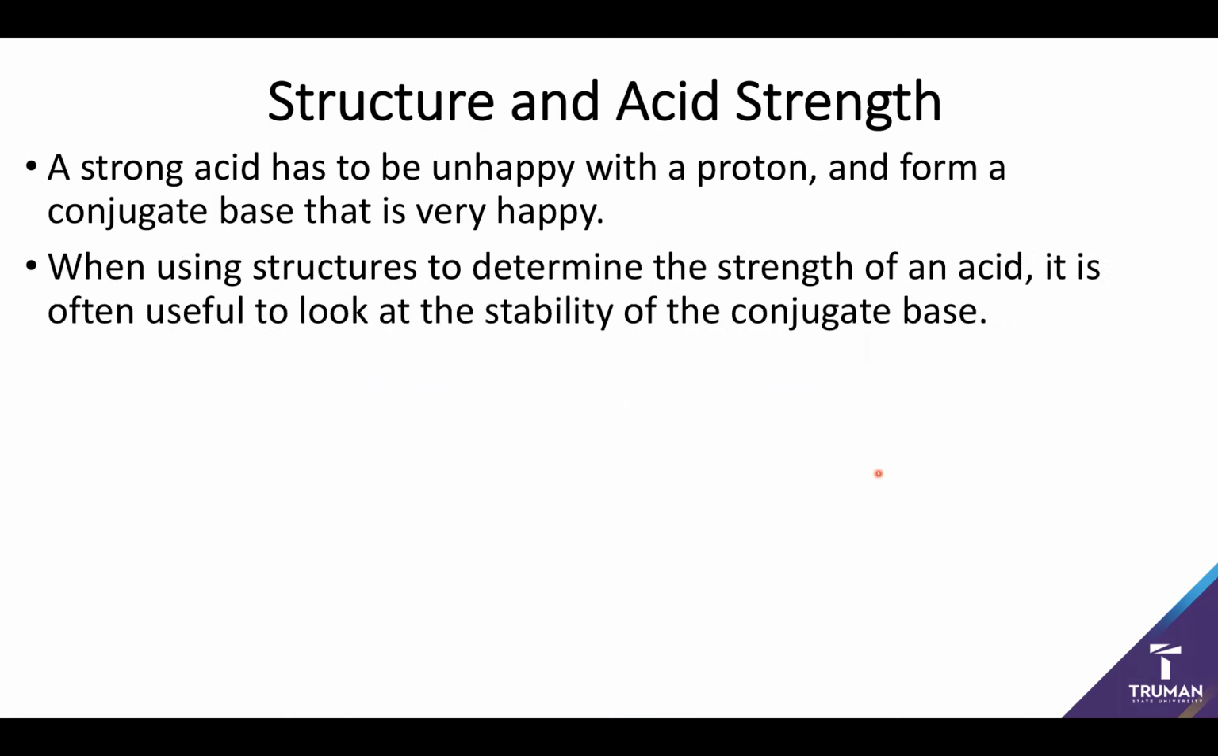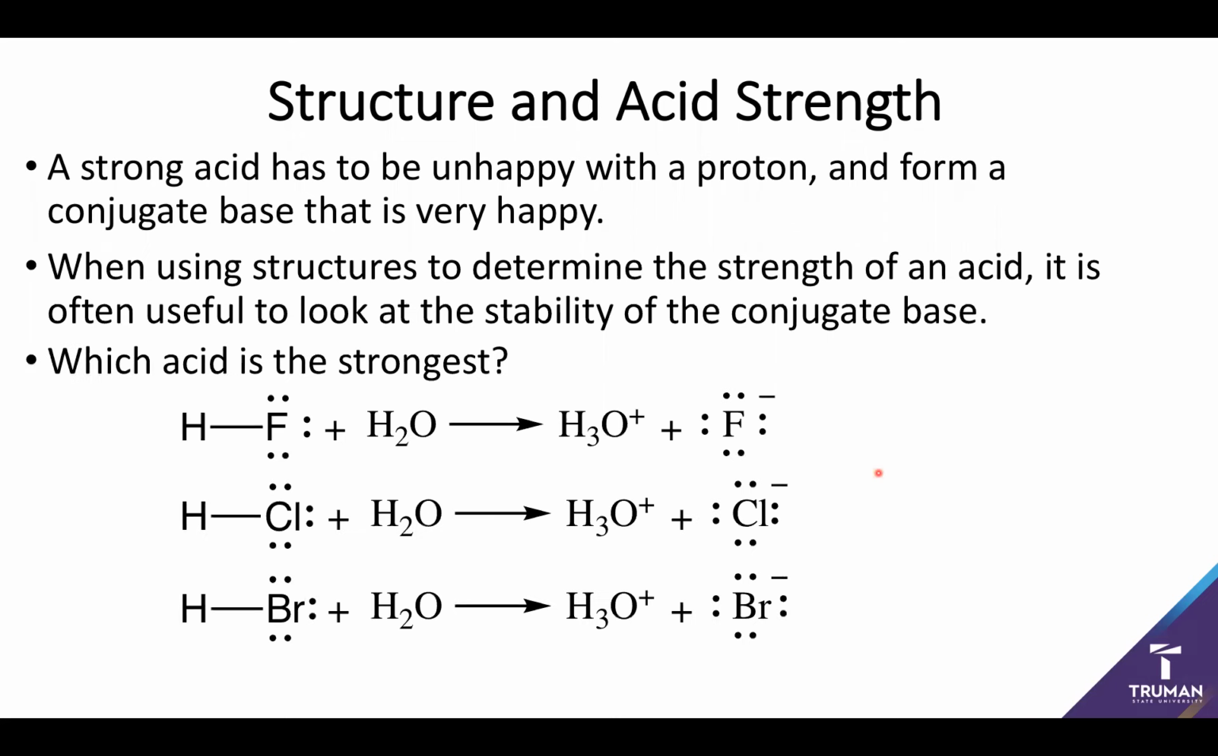So when we're looking at the structure of an acid, it's going to be important not only that we look at the acid itself, but at the conjugate base it forms. And a great example of this is looking at our halide acids. So hydrofluoric, hydrochloric, and hydrobromic acid. All of these look fairly similar. Only big difference here is going to be the size of fluorine, chlorine, and bromine.